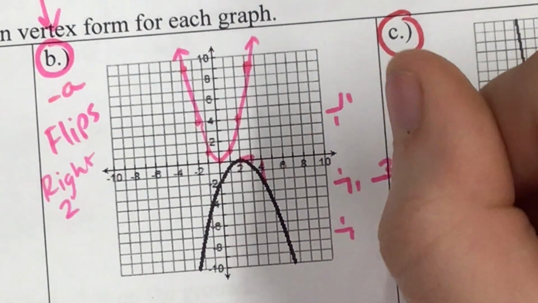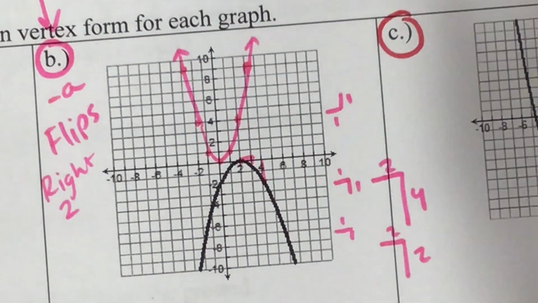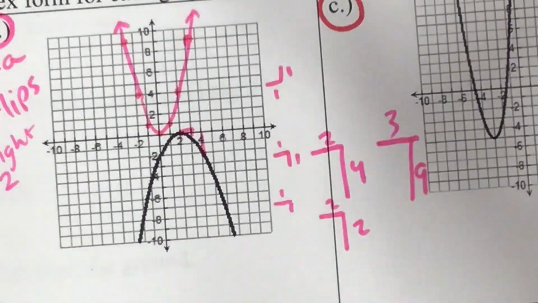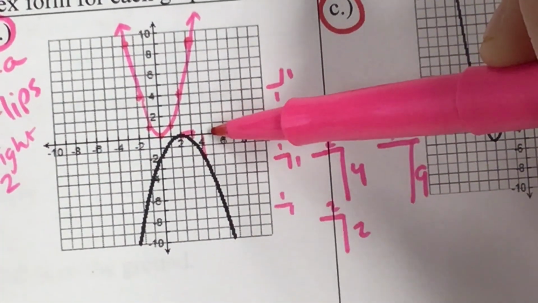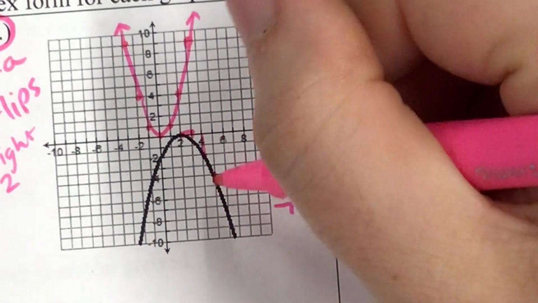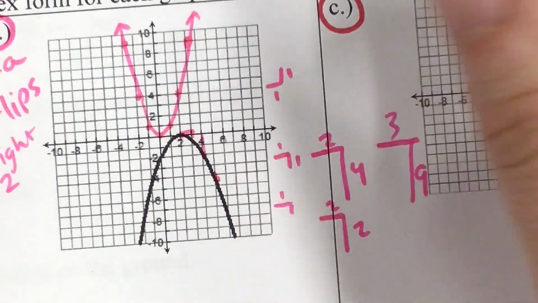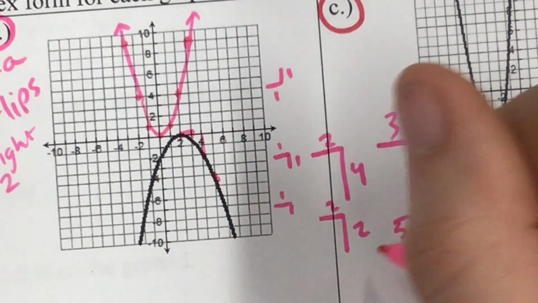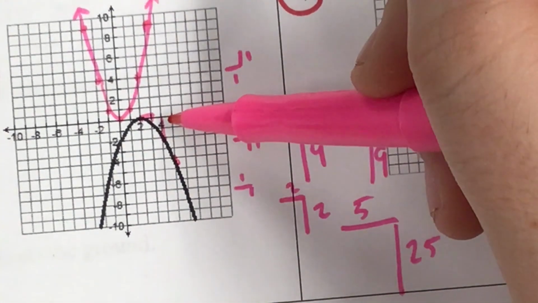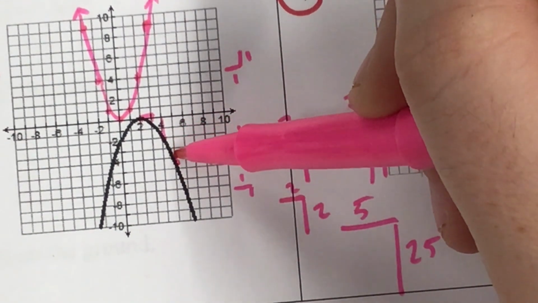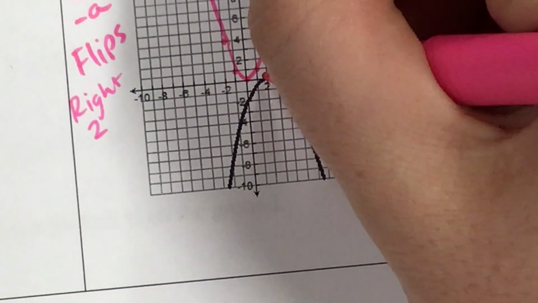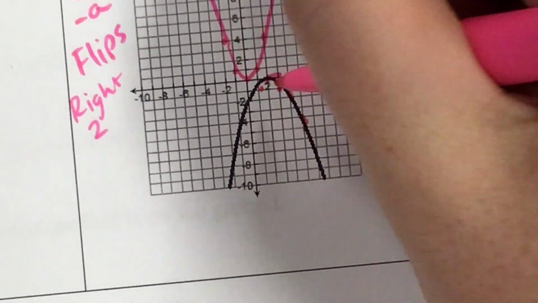It goes over 2, and it looks like it goes down 2. It's supposed to go over 3, down 9. Let's see what happens when we go over 3. 1, 2, 3, down 1, 2, 3, 4-ish. It might be 4.5. I don't know. What happens when we go 5? Over 5, it's supposed to go down 25, because that's 5 squared. Over 5, 1, 2, 3, 4, 5. It doesn't. So this tells me it's got a wider function. It's supposed to look like this.